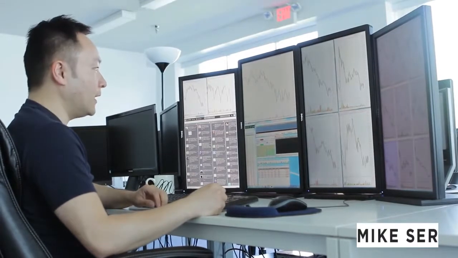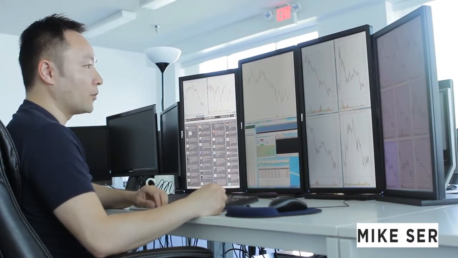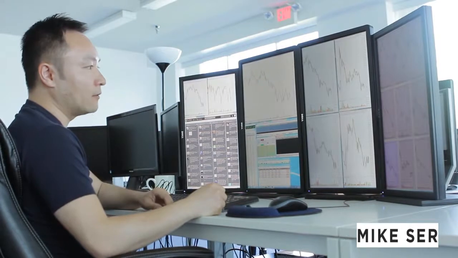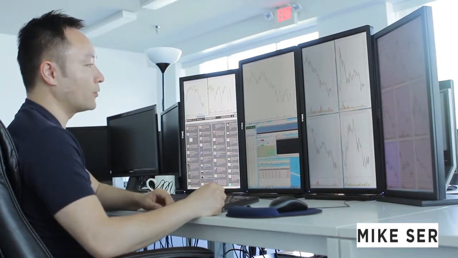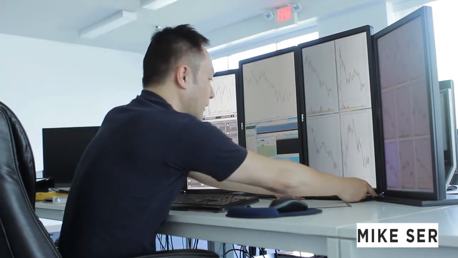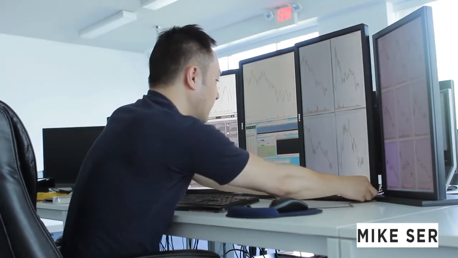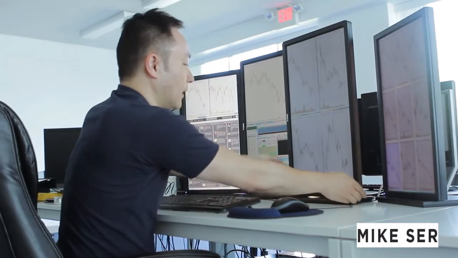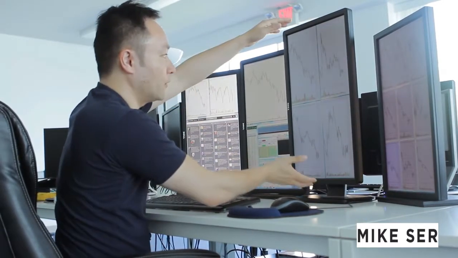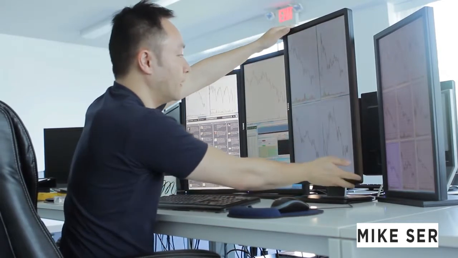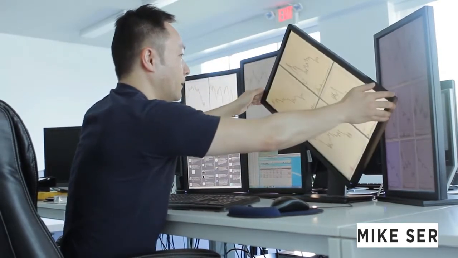So here you can see my monitor setup. These are Dell LCD monitors. I have some 23 and 24-inch monitors here. The reason why I like these Dell LCD monitors is that they allow you to have the monitors in a vertical orientation, which lets you see the charts a lot better. You can see here, right?